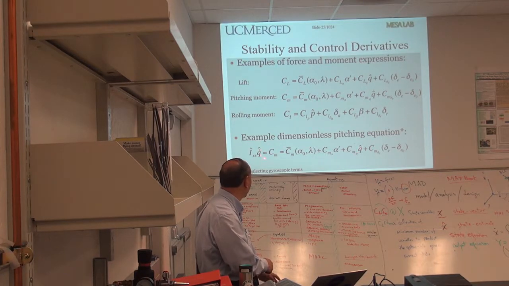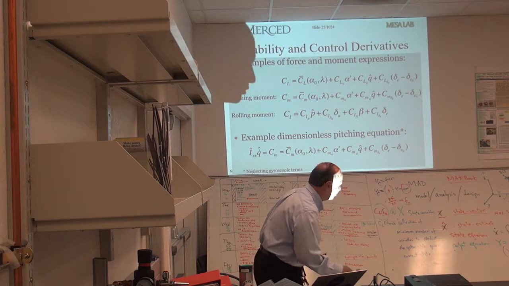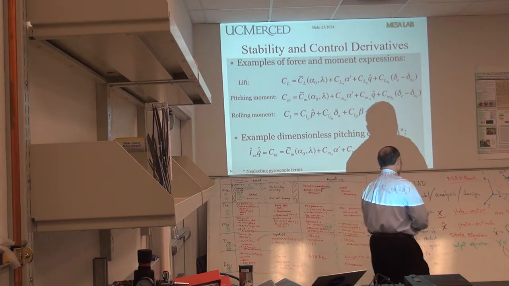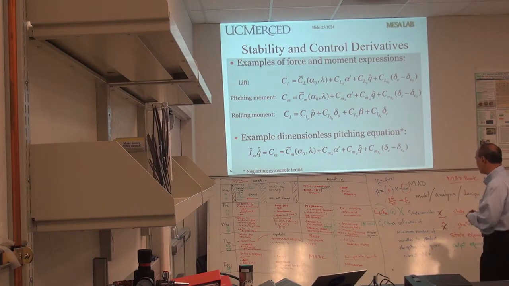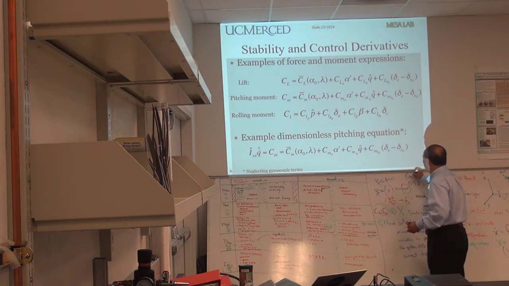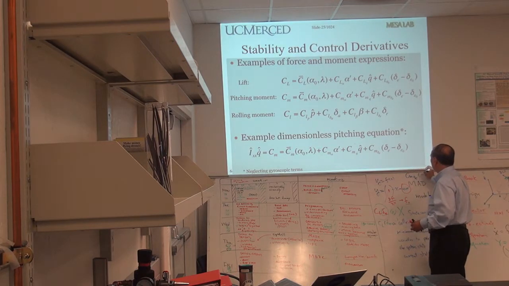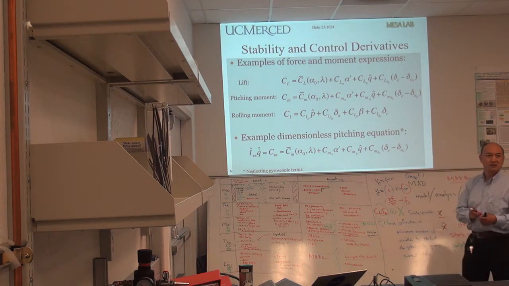Then you have Q hat dot, my pitching equation, will be like this. So differential equation and here. So this CMQ here is very, very important. All these other factors are not important. So let me show you why this is important. CMQ, why it is important.